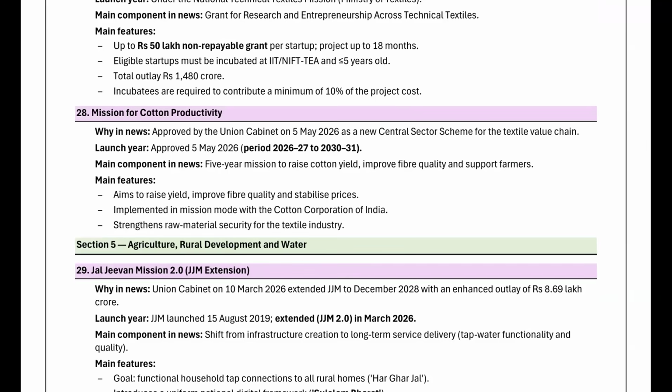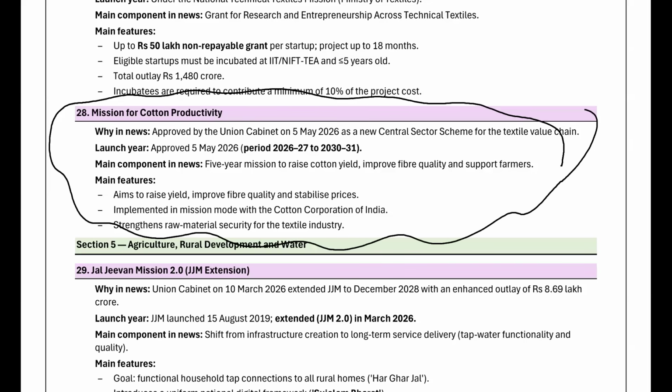Mission for cotton productivity, why it is in the news? It has been approved by the Union Cabinet on 5th May 2026. Okay? Again, it is coming under the Ministry of Textiles. And the only point you need to understand is the key points are to improve cotton yield, improve fiber quality, stabilize cotton prices, या strengthen textile raw material base. इसी basis पे this scheme is in the picture, that is mission for cotton productivity. Nothing much, you need to just see.